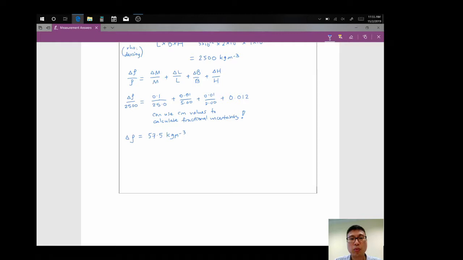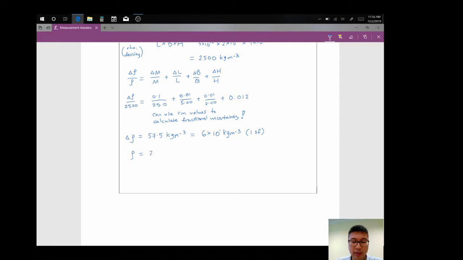Now notice that we've worked out our absolute uncertainty to 3 significant figures. This is unacceptable because absolute uncertainty can only be expressed as 1 sig fig. So how shall we write it? We need to round it to 1 significant figure. So 57.5 rounds up to 60. Now we can express 60 as 6 times 10 to the power of 1, and that is how we express our absolute uncertainty to 1 sig fig.